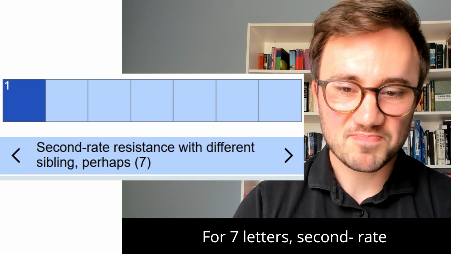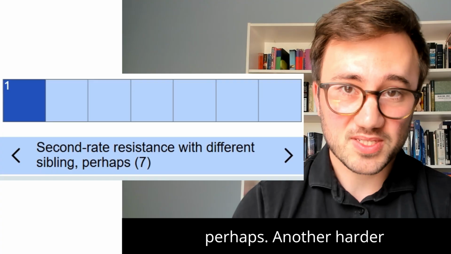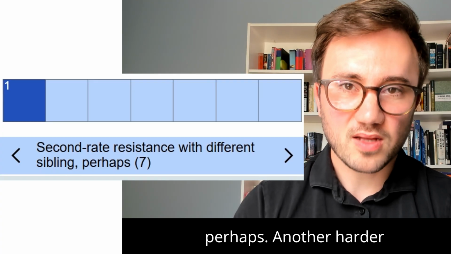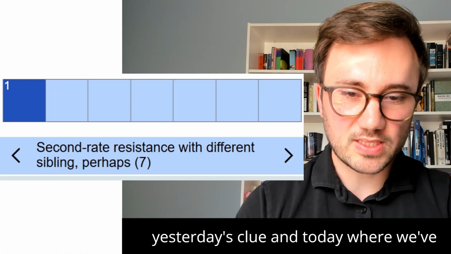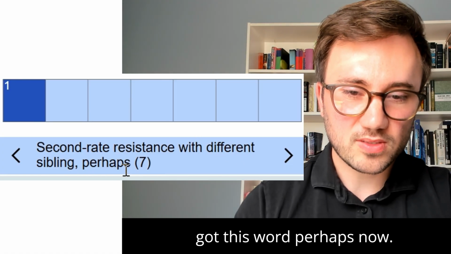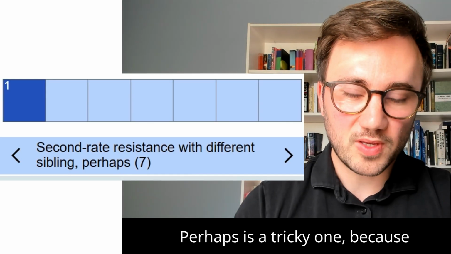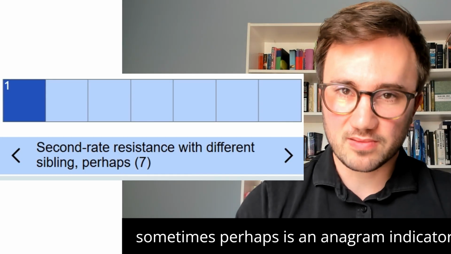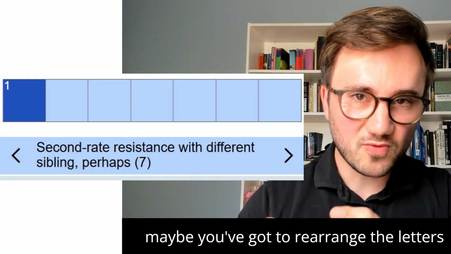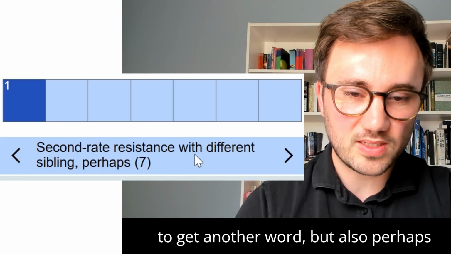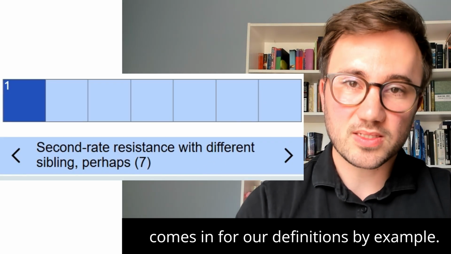For 7 letters, second rate resistance with different sibling, perhaps. Another harder clue, and we've had two in a row, so yesterday's clue and today, where we've got this word perhaps. Now, perhaps is a tricky one because sometimes perhaps is an anagram indicator, where you've got to rearrange the letters to get another word, but also perhaps comes in for our definitions by example.